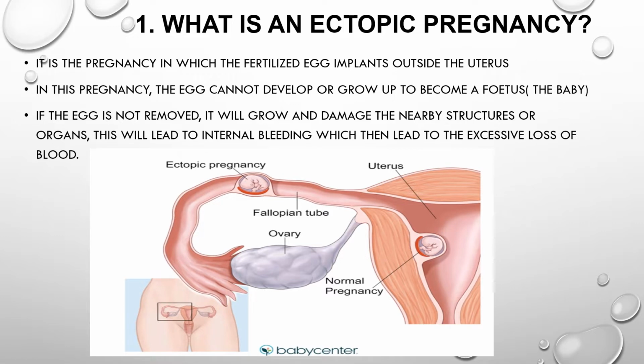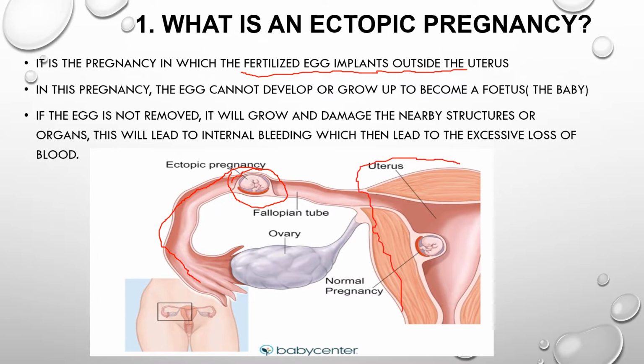Right. The first question, what is an ectopic pregnancy? This is the pregnancy in which the fertilized egg implants outside the uterus. All right. Look at this picture on this slide. This is the fallopian tube. The whole of this is a fallopian tube. This is the egg that I am talking about. If I'm saying that the fertilized egg implants itself outside the uterus, you can see that it is labeled here.